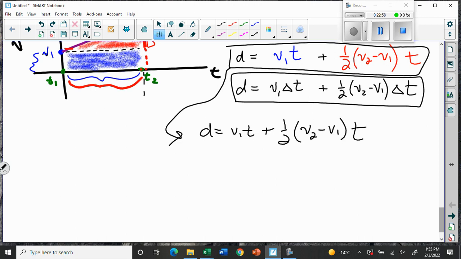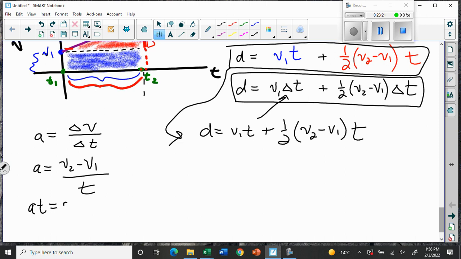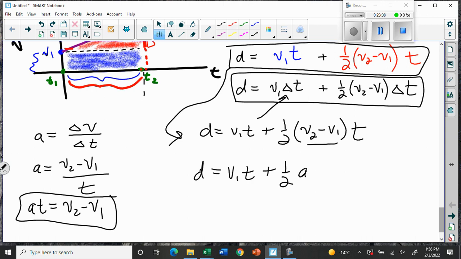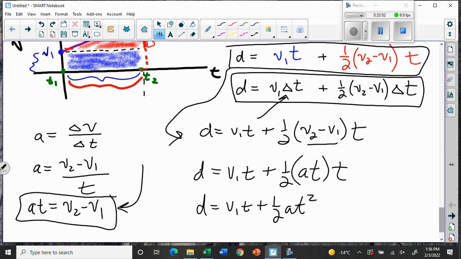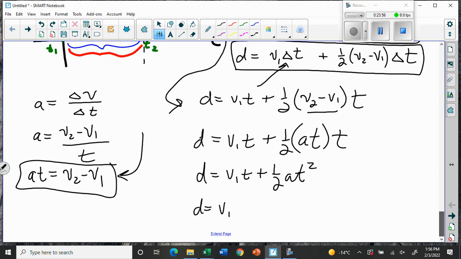Now, if we remember from our slope equation, A is equal to delta V over delta T, right? And so A is equal to V2 minus V1 over T, since we're using T to represent delta T. Multiply both sides by T, and the quantity A times T is equal to V2 minus V1, which means the V2 minus V1 over here can be replaced with AT. We can do a substitution, and we get V1T plus 1/2 AT times T, instead of V2 minus V1, because they are exactly the same thing. That leads us to V1T plus 1/2 AT squared, or more precisely, D equals V1 delta T plus 1/2 A delta T squared.